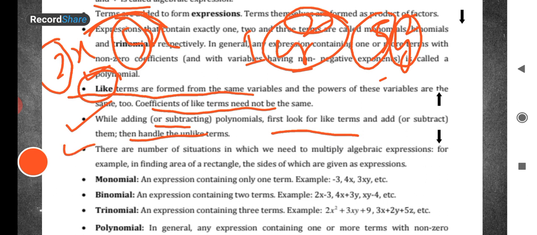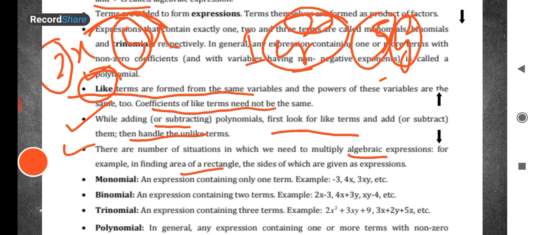Now there are a number of situations in which we need to multiply algebraic expressions. For example, in finding the area of a rectangle, the sides of which are given as expressions. So we have to multiply algebraic expressions, even if they are not like terms. If they are not like terms, then also we can multiply. So in finding the area of a rectangle, we have to use all this.